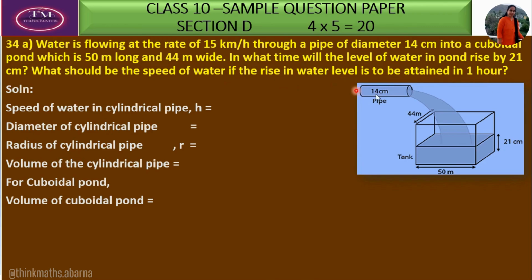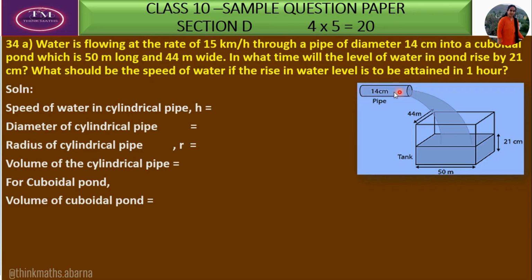So what are the data given? So there are two shapes. Cylindrical shape. So the pipe will be in cylindrical shape and a pond which is in, I'm sorry, which is in cuboidal shape. So there are two shapes. So pipe will be in cylinder and this pond is in cuboid. So what are the data given for pipe? So water is flowing at the rate of 15 km per hour.